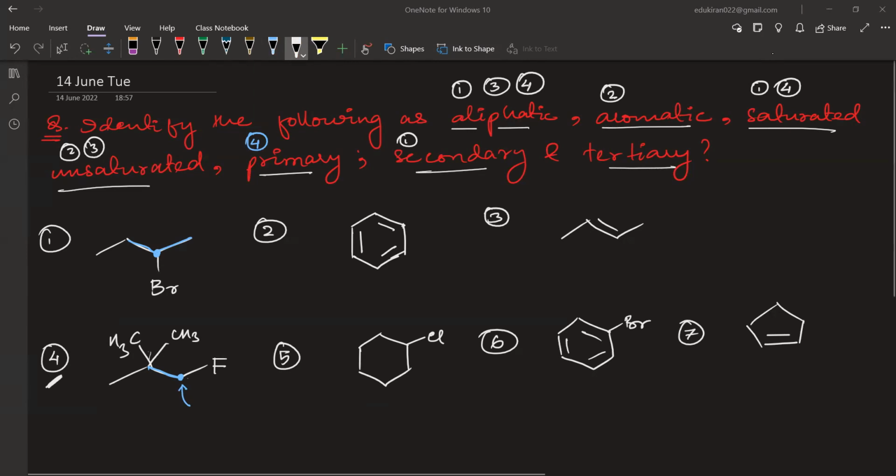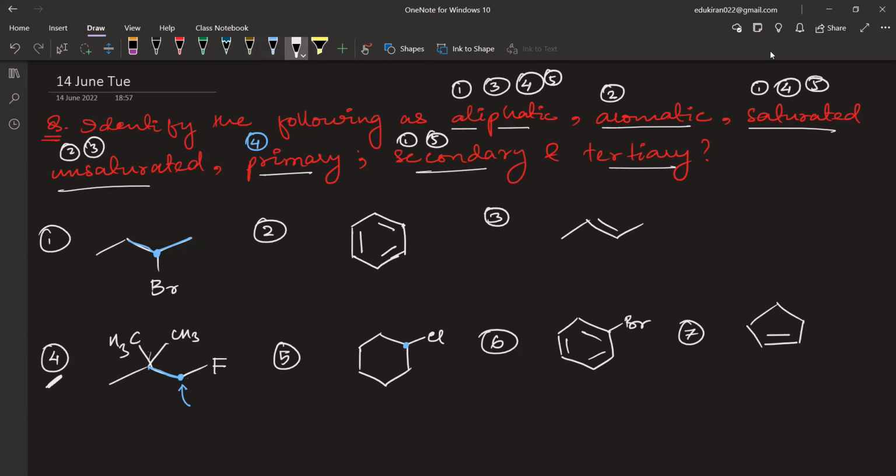Aliphatic. Who said aromatic? There is no benzene ring here. It is an alkene, so it is aliphatic. Very good. It will not be aromatic. Saturated or unsaturated? Saturated. Okay. Primary, secondary, or tertiary? Secondary. Very good.